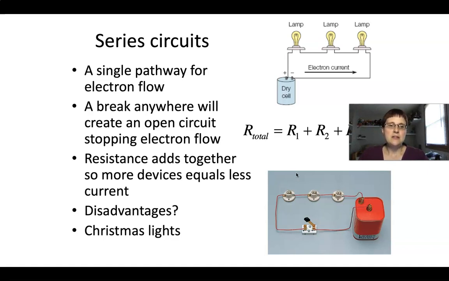So there you can see the formula. This just shows you for resistance. The resistance of the circuit is equal to each of the resistances of the things that are plugged into that circuit. So you add the resistance of each of these lamps, and that gives you the total resistance of the circuit. So it just keeps increasing.